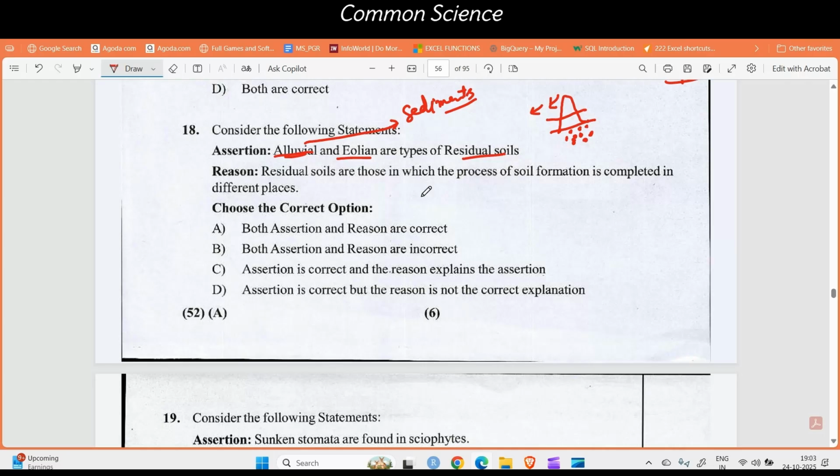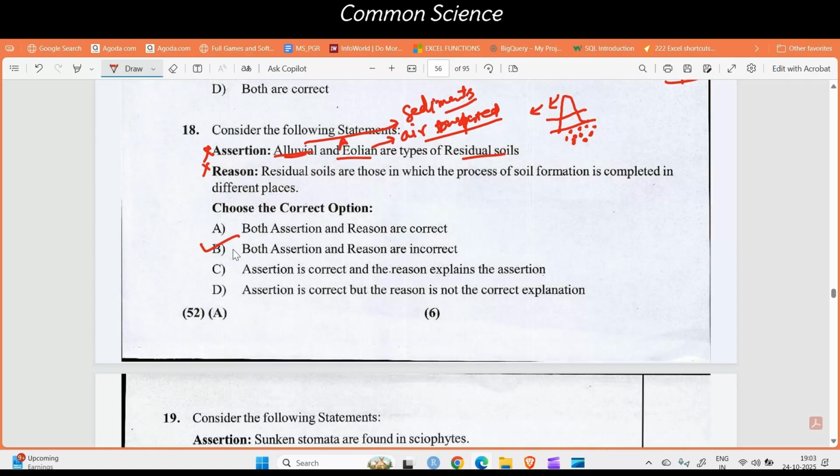Aeolian soils, it's actually aeolian, A-E-O. These are air transported soils. So this is also not a residual soil, so this statement is not correct. What does the reason say? The reason says that residual soils are those in which the process of soil formation is completed in different places. No, as I already said, residual soils are formed at the same place as the original rock. So this statement is also incorrect. Both assertion and reason are incorrect. So option B should be the right answer here.